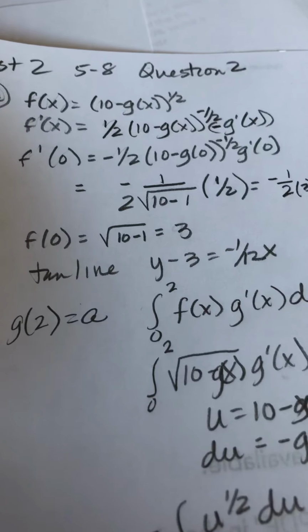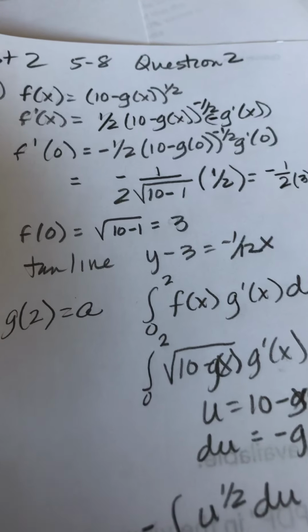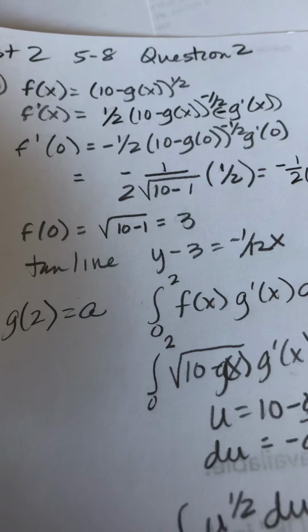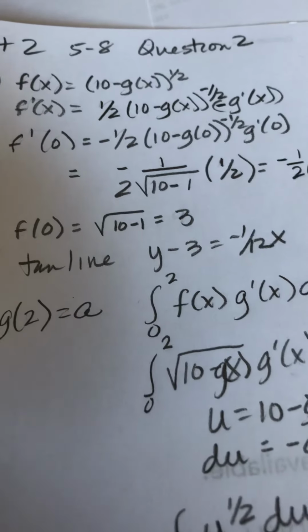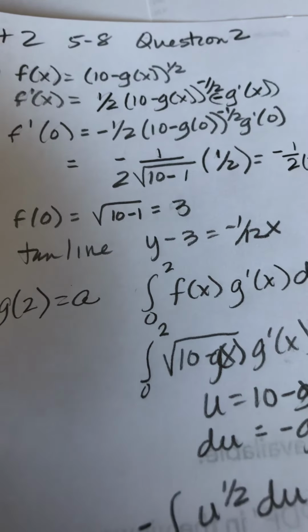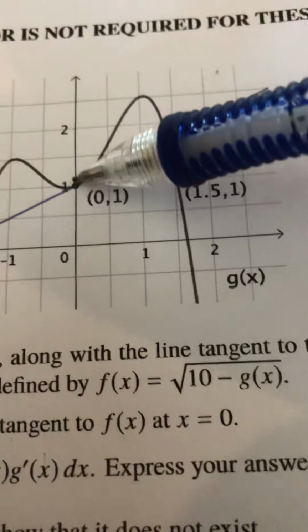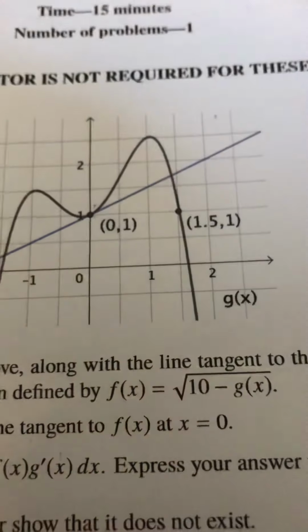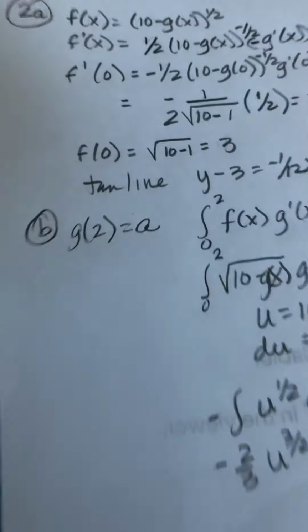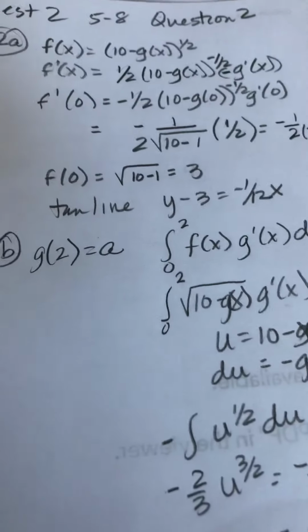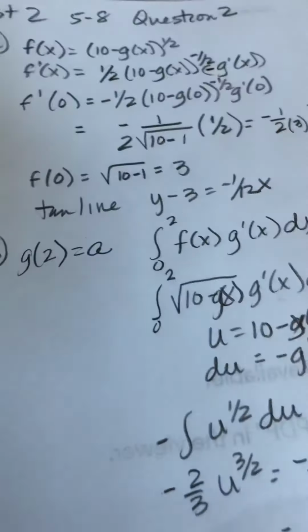So now to find f prime of 0, it's going to be negative 1/2 times 10 minus g of 0 to the negative 1/2 times g prime of 0. G of 0, we go to our graph of g, and g of 0 is equal to 1. Remember, this is the graph of g. So g of 0 is equal to 1. So we have negative 1 over 2 square root of 10 minus 1 times g prime of 0.